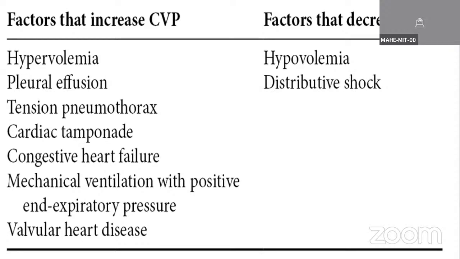A patient with raised CVP may have hypervolemia. Other causes can be tension pneumothorax, cardiac tamponade, or valvular heart disease, which can also give wrong values.